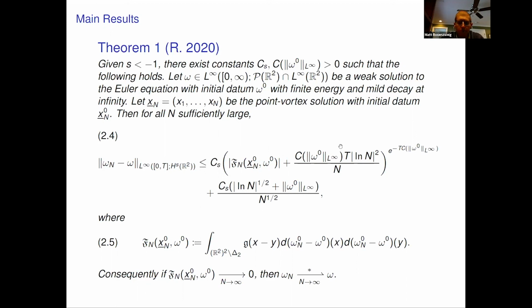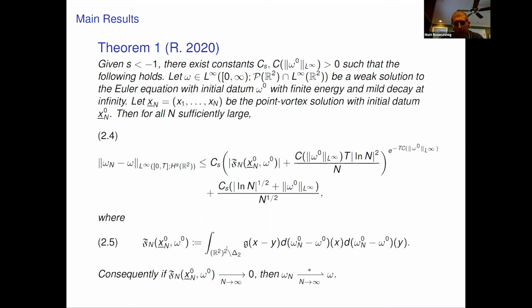The first two terms over here, this term here, okay, that's small as N goes to infinity. That's also small as N goes to infinity. Well, what's happening right here, this F_N, which I'll talk a little bit more about later, is this quantity defined in equation 2.5, which is a pseudo distance measuring how close the initial empirical measure is to the initial datum of the Euler equation.